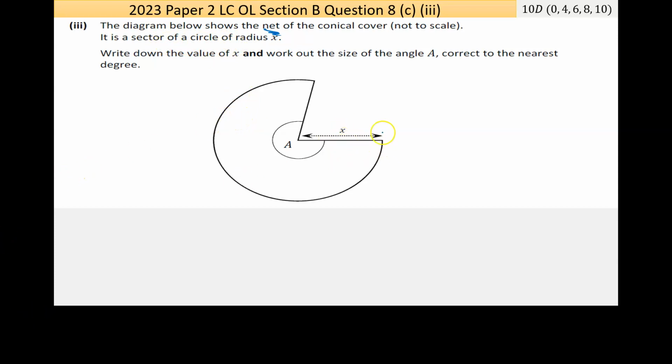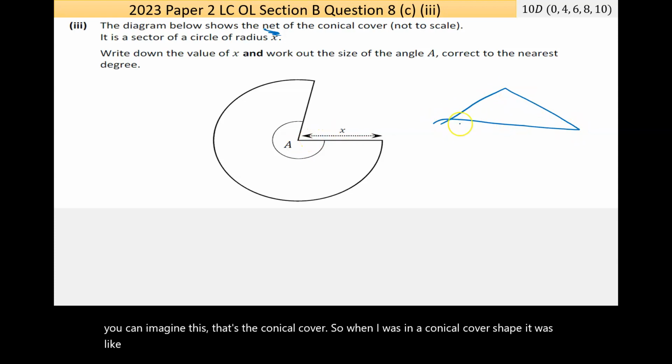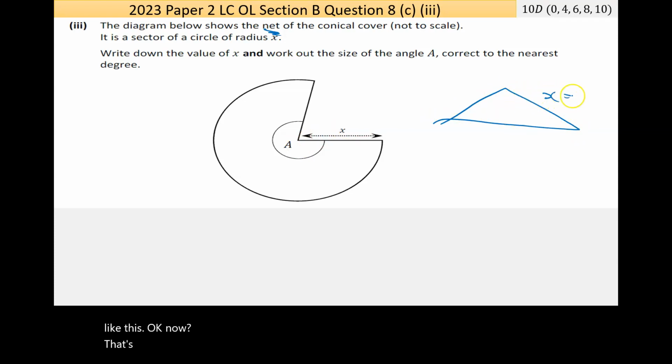This is actually quite tricky in a way. It just depends on how you see it. So if you can imagine this, that's the conical cover. So when it was in a conical cover shape, it was like this. Okay, now that's the x, which is the slant height, which was the 1.53. Now, then we are looking for this sector.